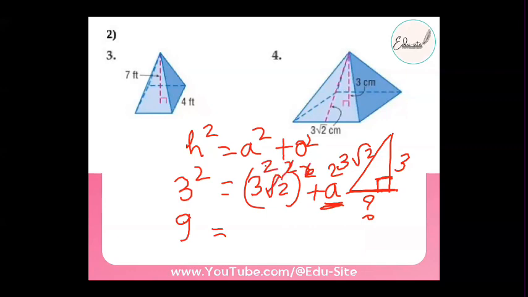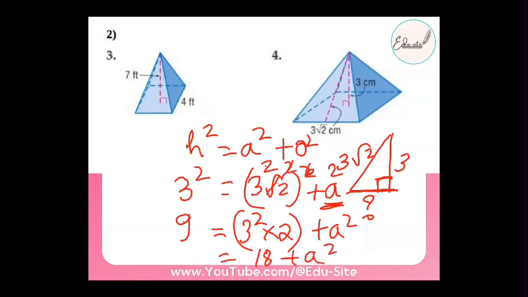Root 2 squared, and the root cancels out. So it is 3 square into 2, plus A square. Understood? What is 3 square into 2? 9 into 2 is 18. It is 18. 18 plus A square is equal to 9.